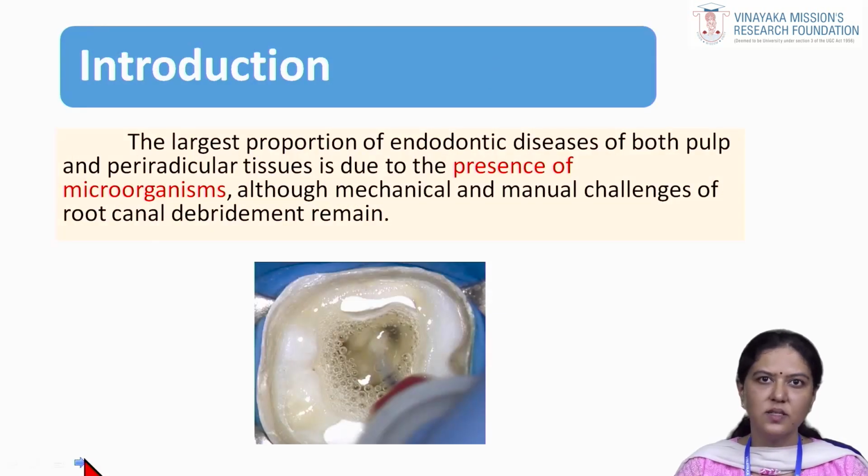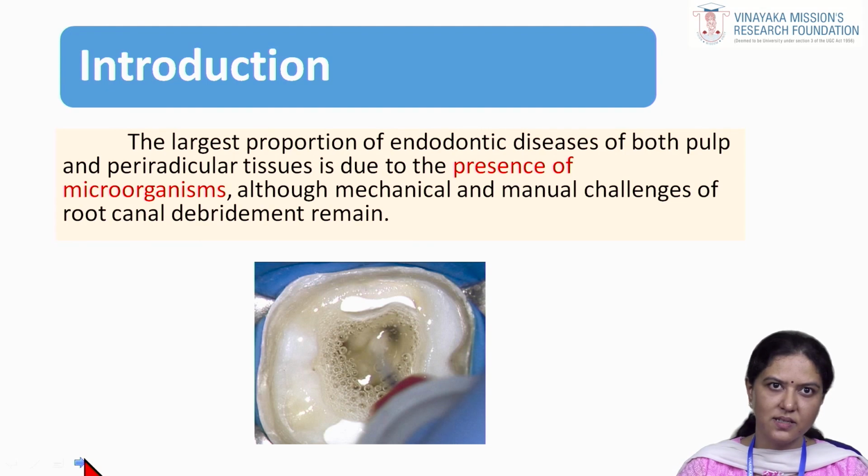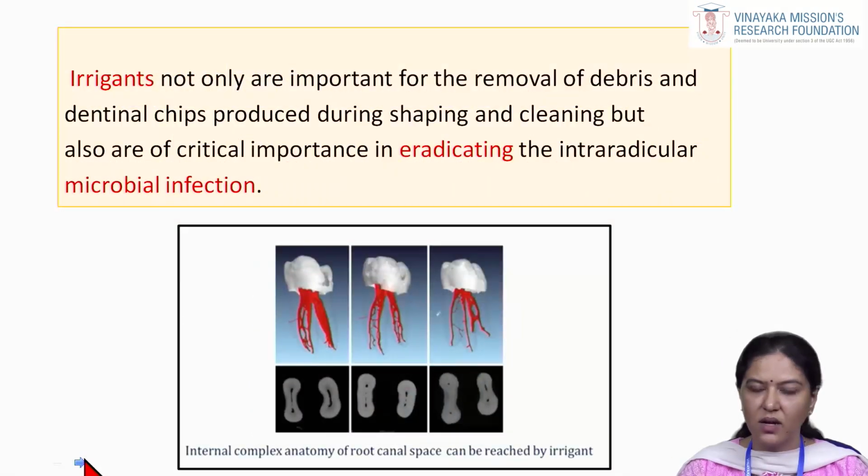Introduction. The largest proportion of endodontic diseases of both pulp and periradicular tissues is due to the presence of microorganisms. Although mechanical and manual challenges of root canal debridement remain, irrigants not only are important for the removal of debris and dentinal chips produced during shaping and cleaning, but also are of critical importance in eradicating the intraradicular microbial infection.